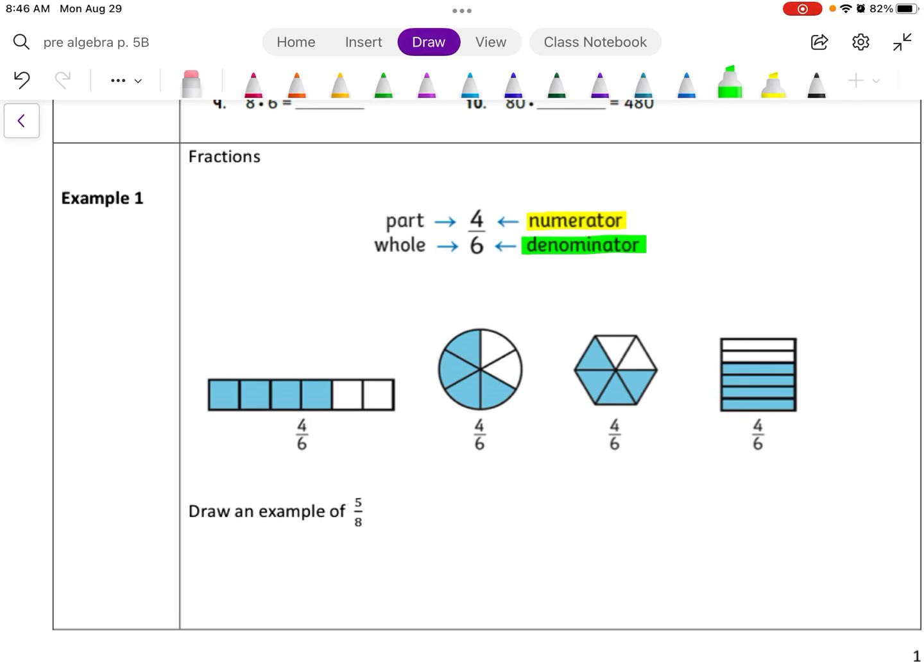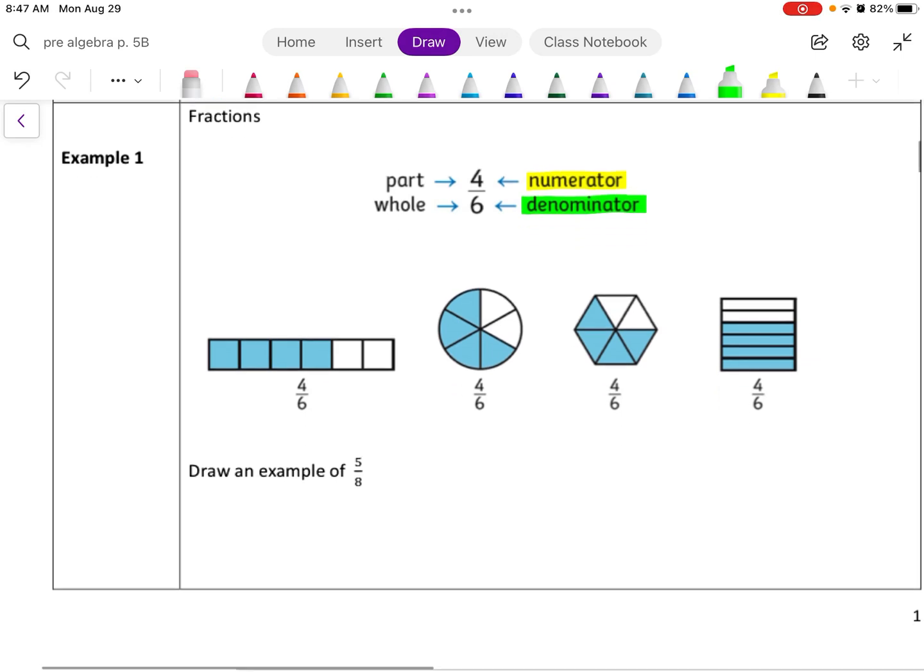So in our first example, we can see 4/6. We have 4 equal parts of our whole, which is 6 total parts. And we can see it expressed here in 4 different ways. So if we wanted to draw an example, or similar example, of 5/8, we would need to start with a shape with 8 equal parts.